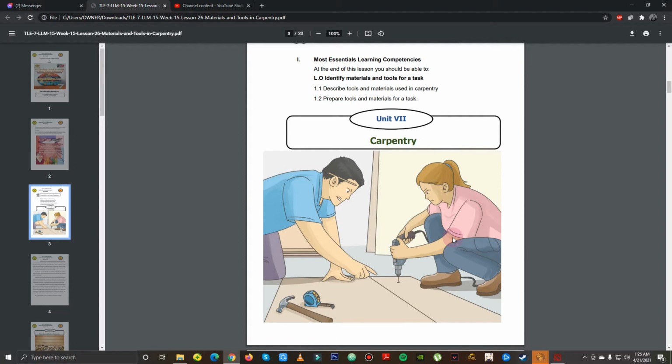At the end of this lesson, you should be able to describe the tools and materials used in carpentry, and prepare tools and materials for a task. So let us start. This is Unit 7.